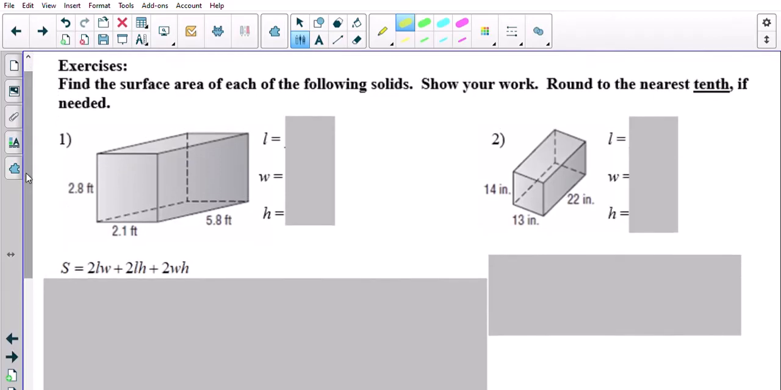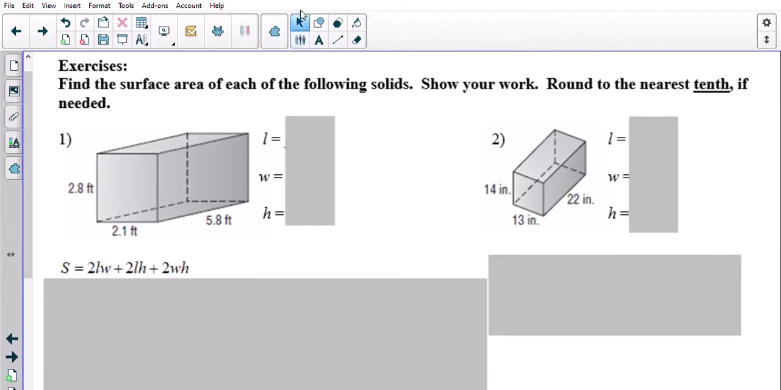It asks us to find the surface area of each of these solids, showing our work, of course. That way we can see if you made a mistake someplace, where that mistake is. Round to the nearest tenth if needed. We will not need to do that for these first 2 examples. Number 1, the surface area. I know on your notes it says SA. I have S here. That's just because it's an older version, but again, S and SA both represent surface area, equals 2LW plus 2LH plus 2WH, since this is a rectangular prism.